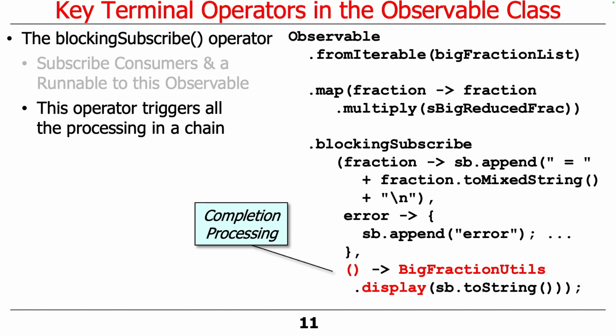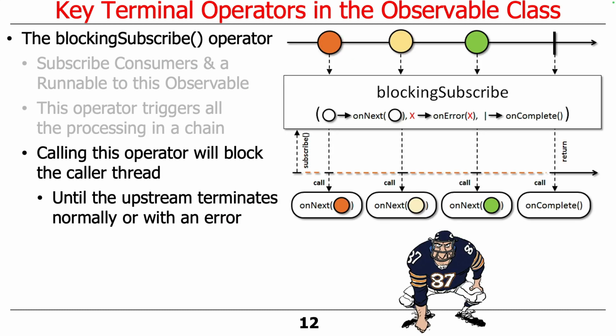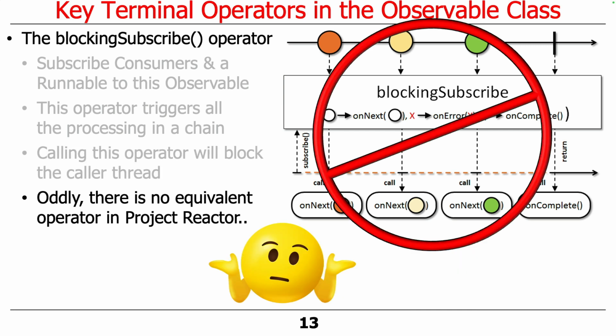You can kind of think about that as sort of like end-of-file processing if you were thinking about things in a Unix pipeline-like model. The thing to remember about blocking subscribe is this call will block the calling thread. And what will happen is that thread will remain blocked until the upstream terminates normally with onComplete, or an error occurs. Of course, if it never terminates, then it'll block forever, but that's probably a bug, not a feature. So you wouldn't want to have that happen normally.